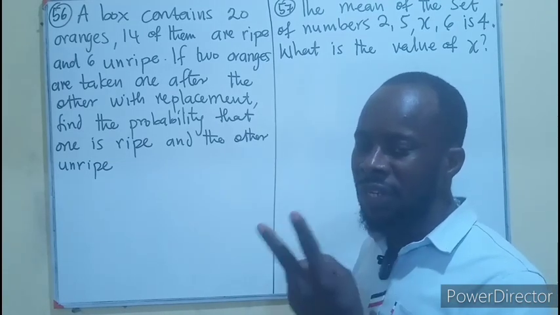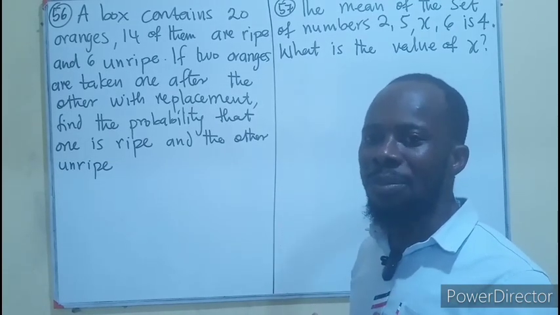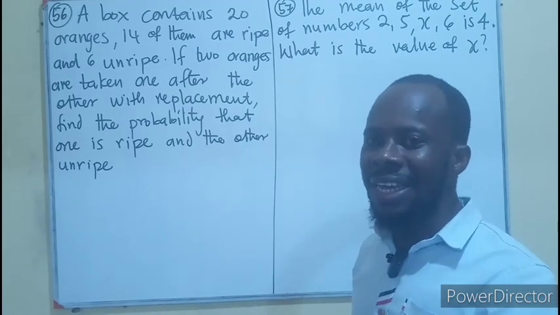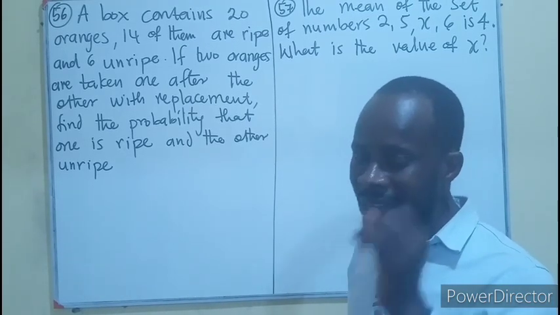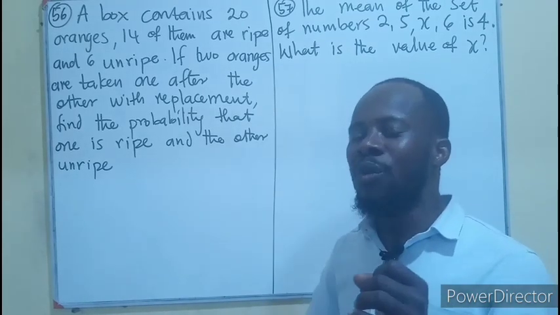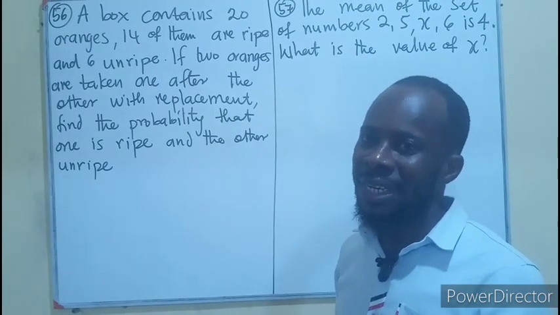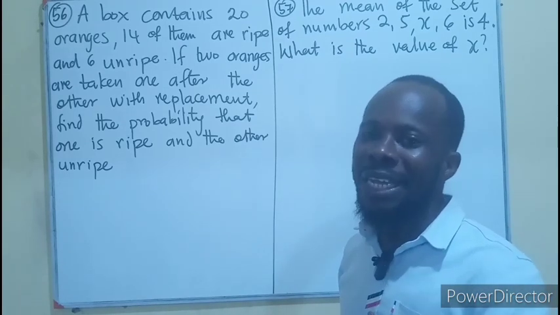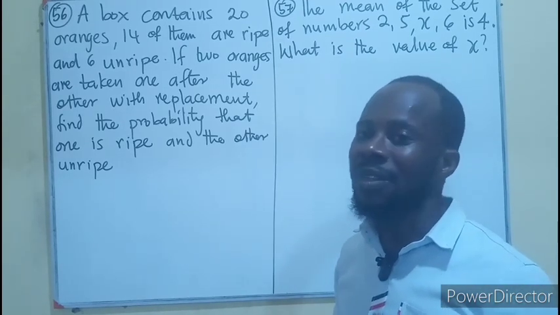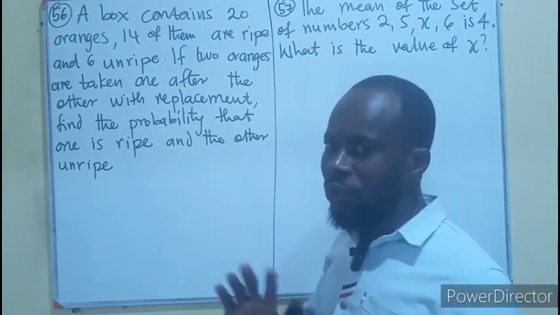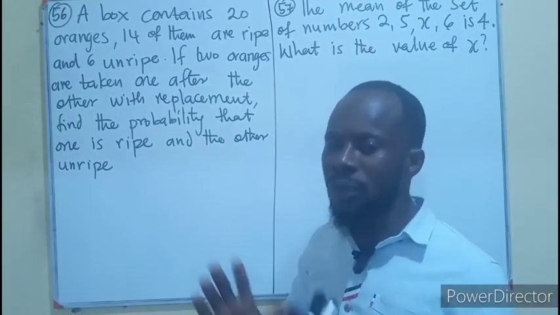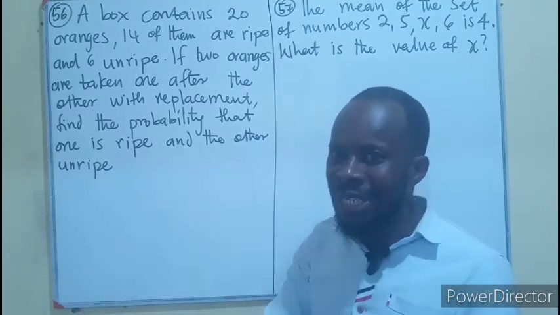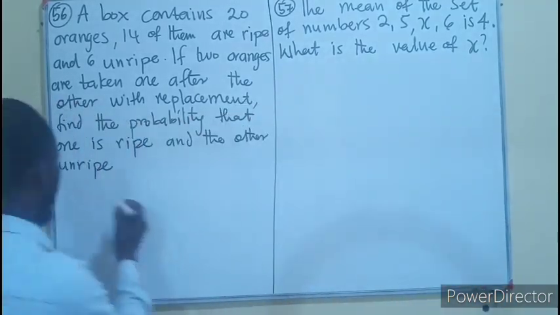2 oranges are taken. One is ripe, the other is unripe. It could be that the first orange taken is unripe. If it is unripe, it means the other will be ripe. It could also be that on your first chance, by dipping your hand into the box, you take the ripe one. So it's going to be more or less like a compound probability, making use of the multiplication law and the addition law. So let's start.